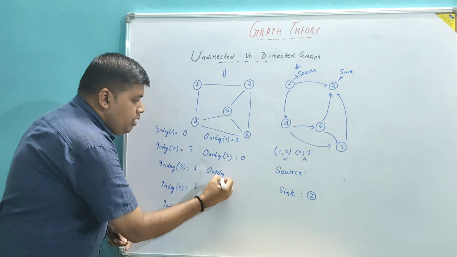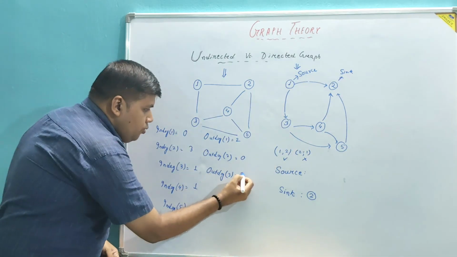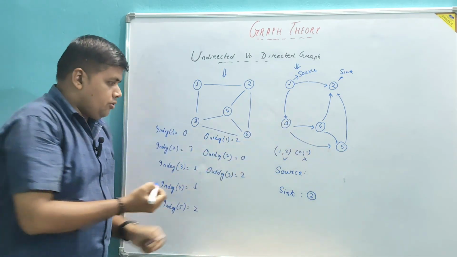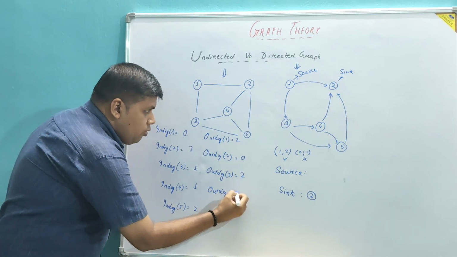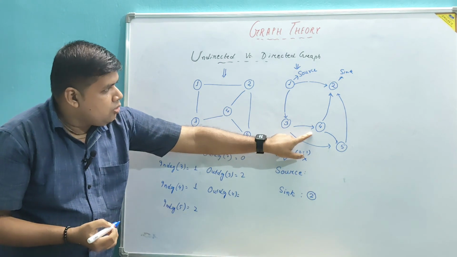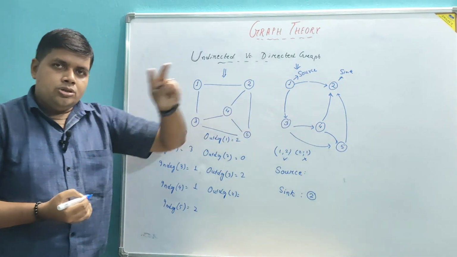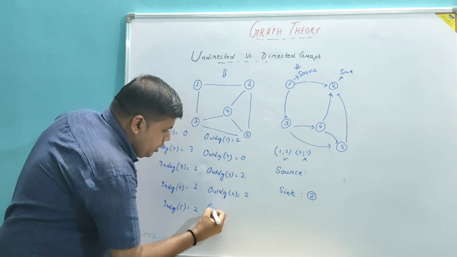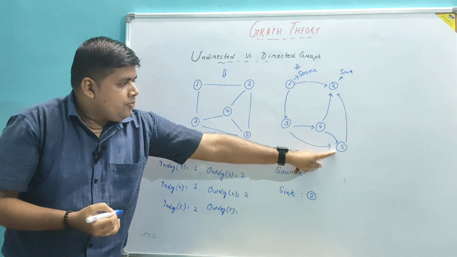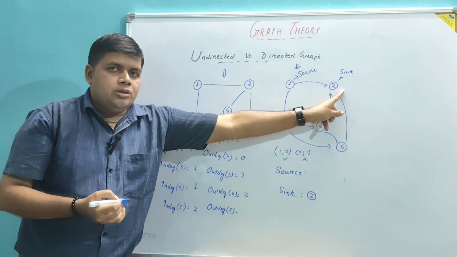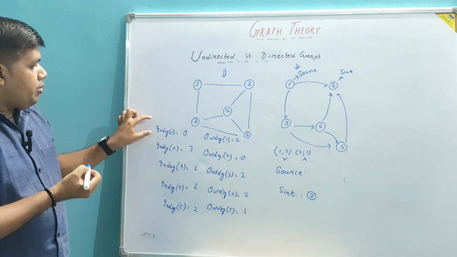Similarly, out degree for node 3, there are 2 out degrees. So 2 means from 3 we can go to 2 places. So out degree of 3 is 2. Out degree of 4, from 4 we can go to 2 and we can go to 5. So the out degree of 4 is 2. And what is the out degree for 5? From 5 we can go to 2. That means there is 1 out degree. So this is all about in degree and out degree.